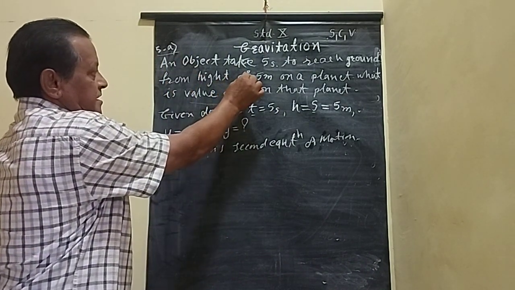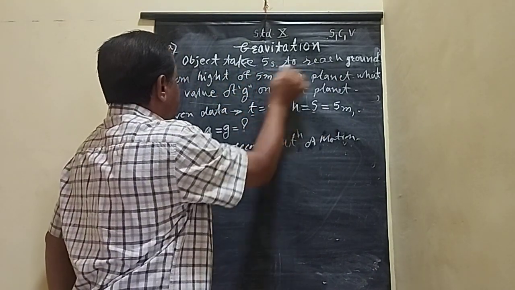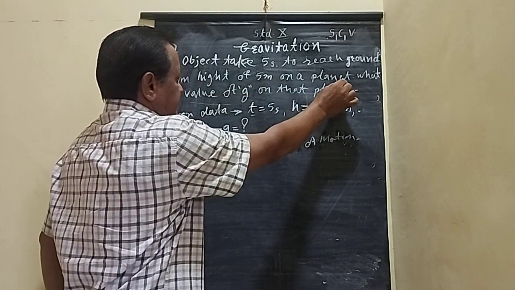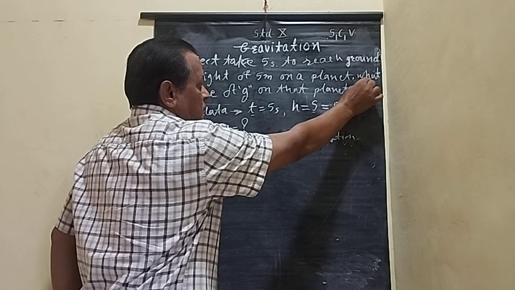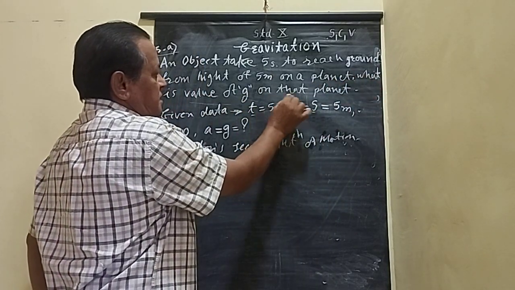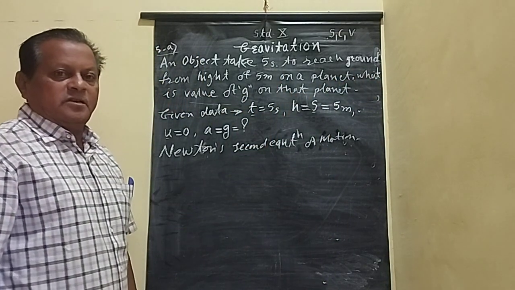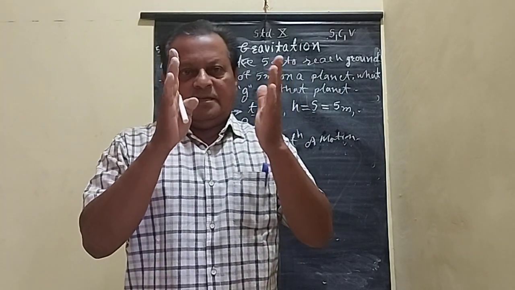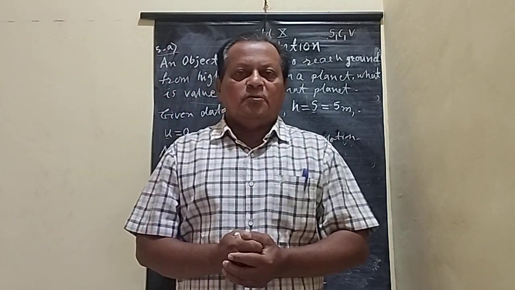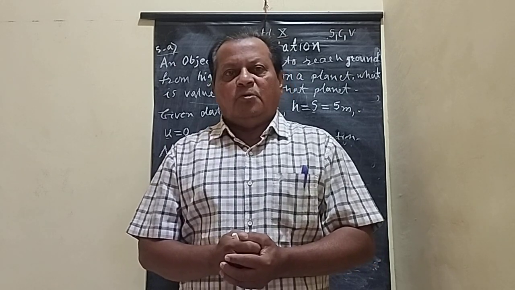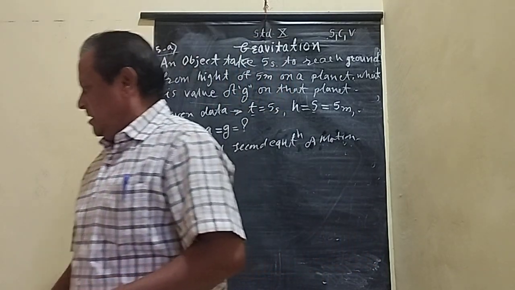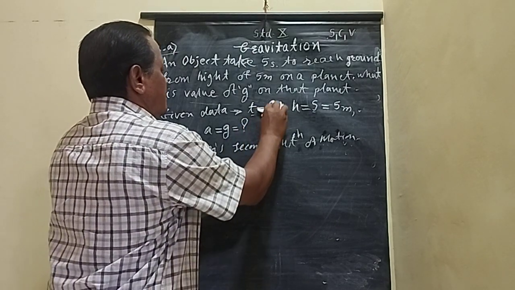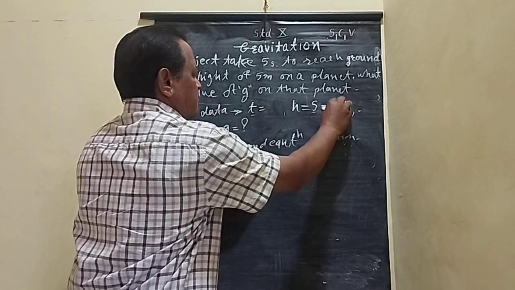An object takes 5 seconds to reach the ground from a height of 5 meters on a planet. What is the value of g on that planet? So, in every problem, we must know what is given and what we want to calculate.